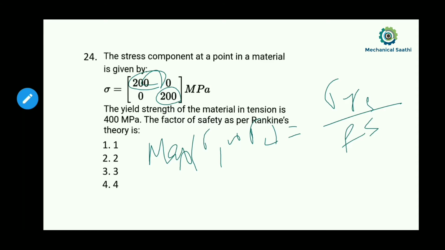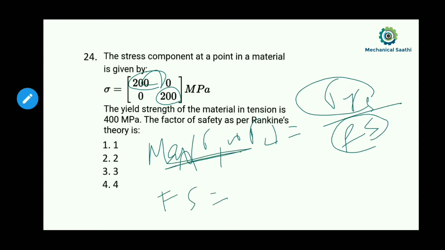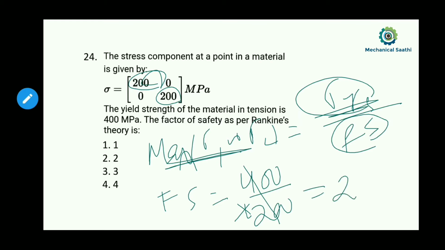So sigma 1 is given to us as 200, and your yield strength is also given as 400 megapascal. So the only unknown here is the factor of safety, which we can simply calculate. So FS, I can write down, this is your 200 and this is your 400. So I can divide 400 by 200. If we do this calculation, we will get the answer as 2. So our answer for this question, the factor of safety, will be equal to 2.